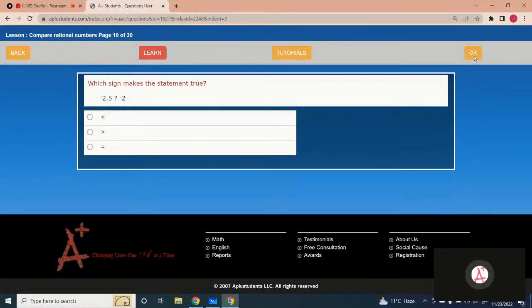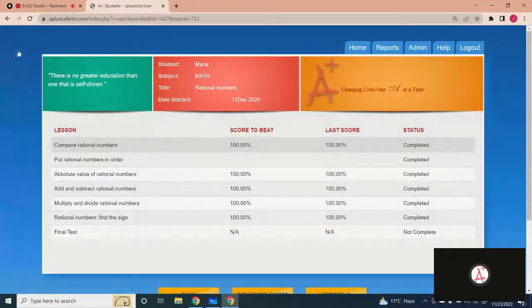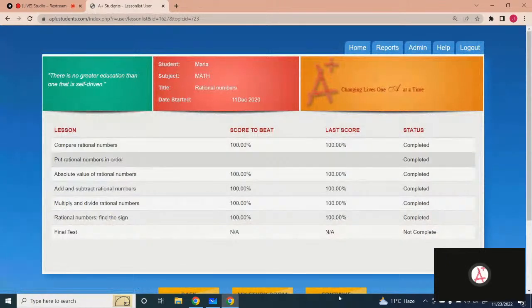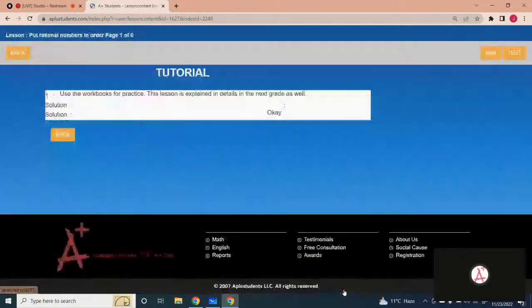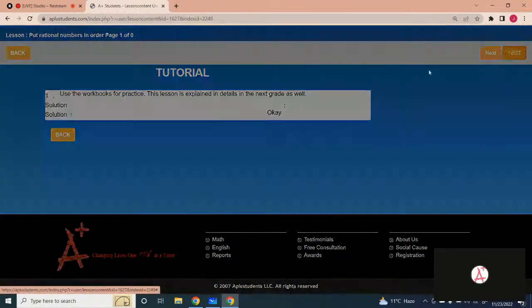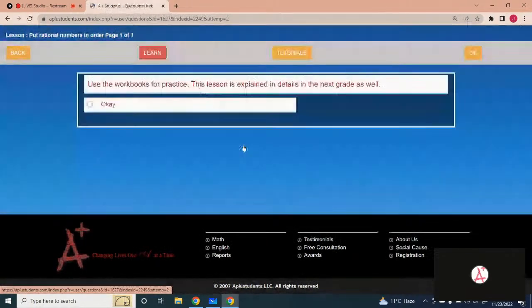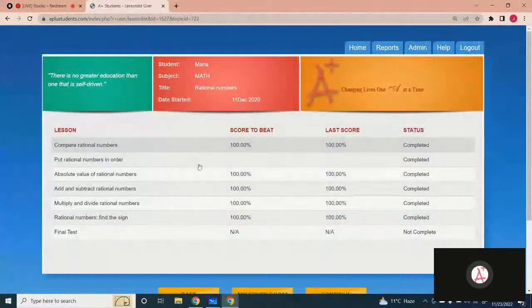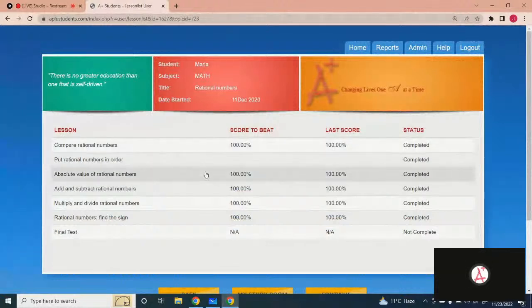Okay, you can complete the test by yourself later today. Let me just move on to the next topic. The next topic is put rational numbers in order. You have to arrange them in the order. Got it? We don't have anything in this topic. Let's just start with the next topic, that is absolute value of rational number. Got it?